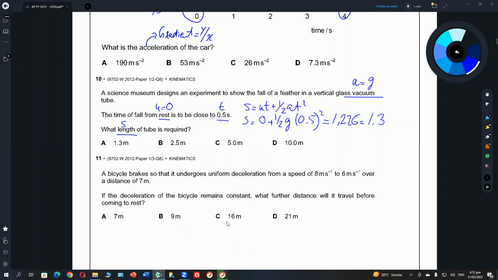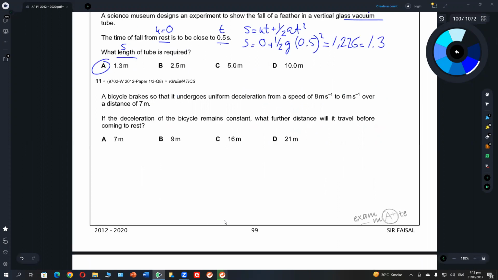And now, can we discuss question number 10? Our answer in rounded form is coming to be A, 1.3. Yes. A bicycle brakes so that it undergoes uniform deceleration from a speed of 8. This is u, this is v, over a distance of this. If the deceleration of the bicycle remains constant, what further distance will it travel before coming to rest?